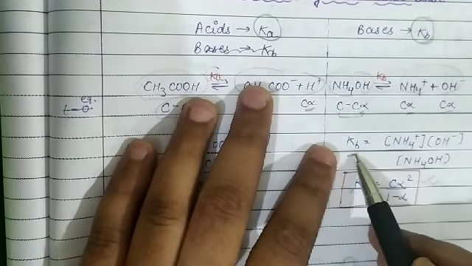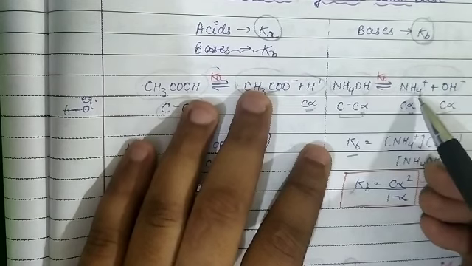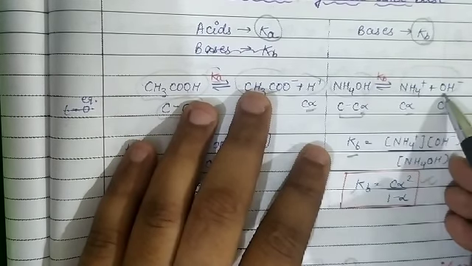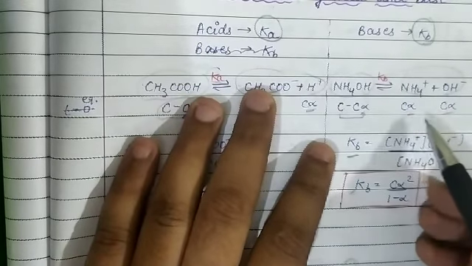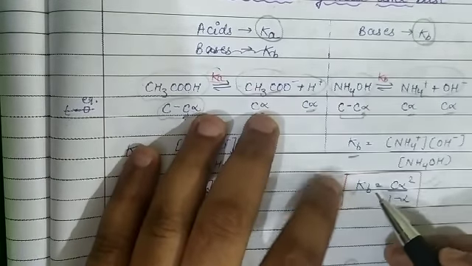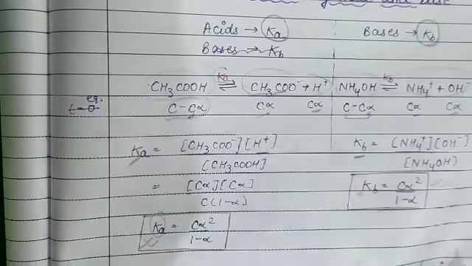Now write the value of Kb. So Kb for this reaction will be the concentration of NH4 plus multiplied by the concentration of OH minus, divided by the concentration of NH4OH. So it is equal to C alpha into C alpha upon C into 1 minus alpha. So the dissociation constant Kb for this base will be C alpha square upon 1 minus alpha.